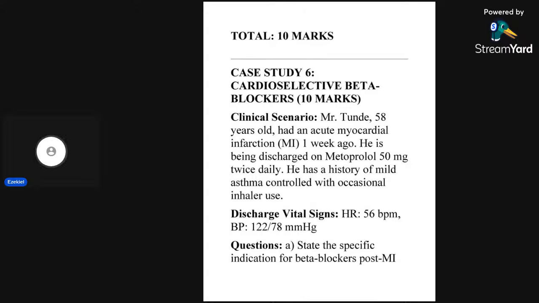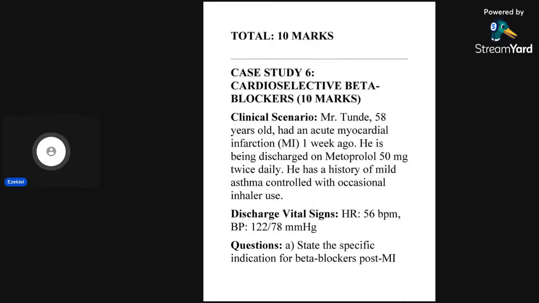In beta cells, we also have beta 1 selective blockers. We also have beta 2 selective blockers. Then we also have the ones that are non-selective, that is, they can block both beta 1 and beta 2. An example of that is propranolol. Now, the one that this patient is taking is called metoprolol. Metoprolol is a selective beta 1 blocker.